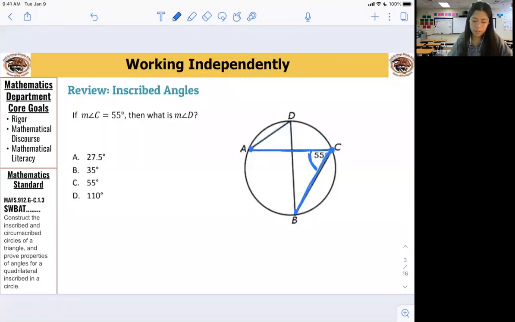Like if I have a circle, and actually let me make this a little bit more obvious, because I know that this is a little bit hard to fully understand sometimes.